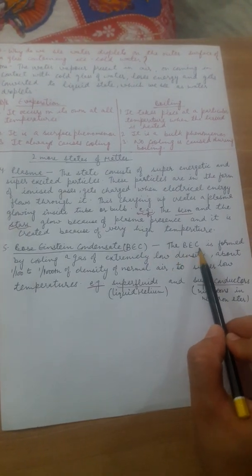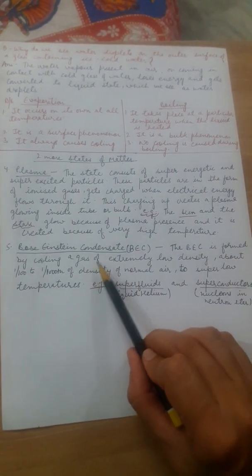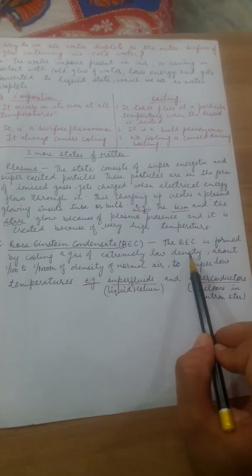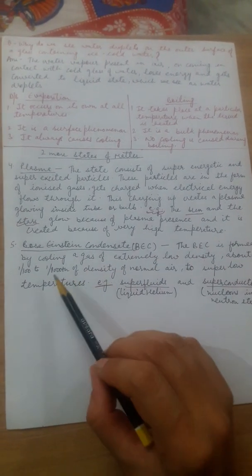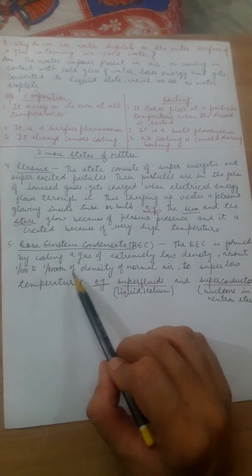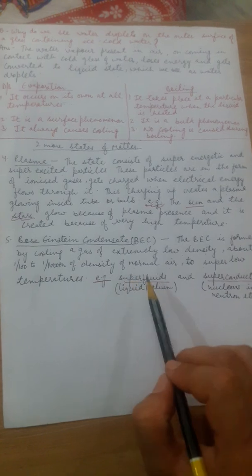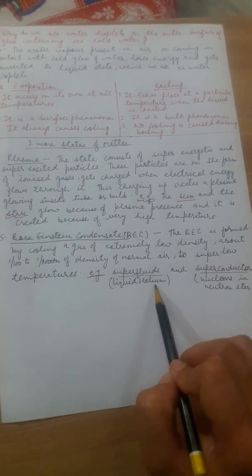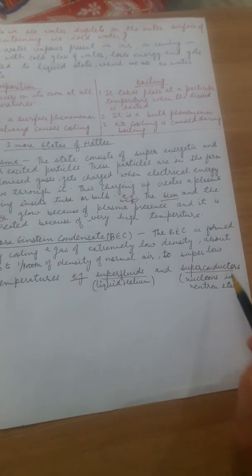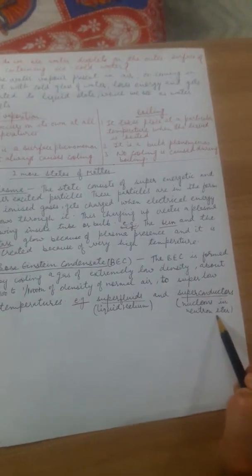Now next is Bose-Einstein Condensate, the BEC. The Bose-Einstein Condensate is formed by cooling a gas of extremely low density, about 1/100th to 1/1000th of the density of normal air, to super low temperature. For example, superfluids, liquid helium and superconductors, nucleons and neutron stars.